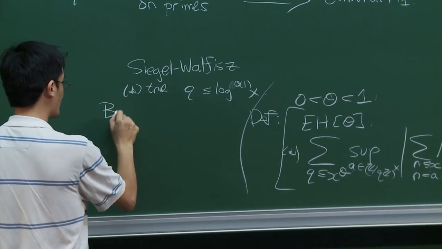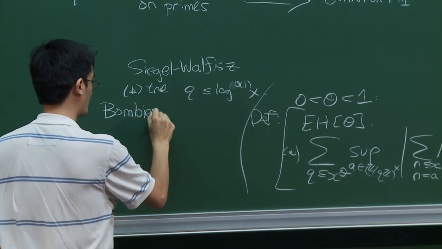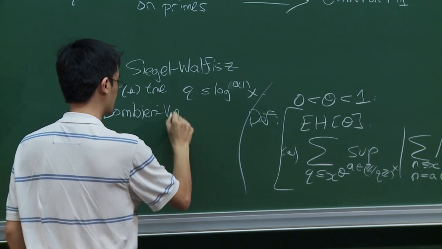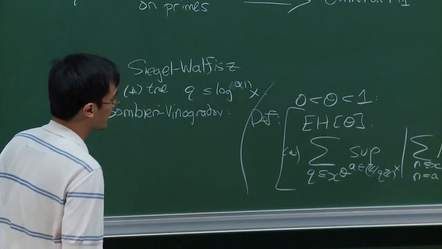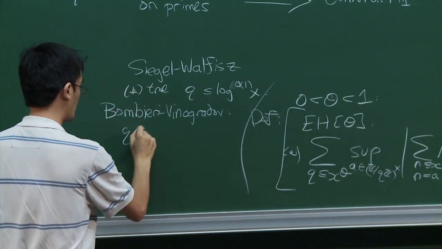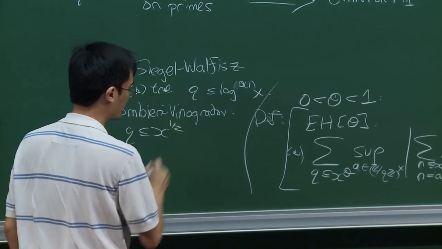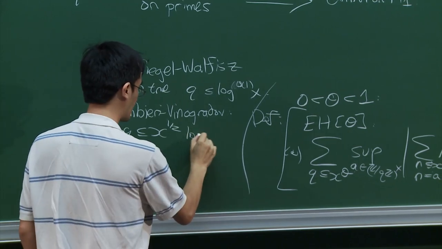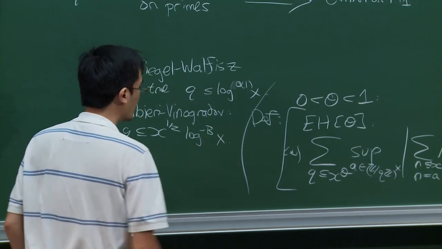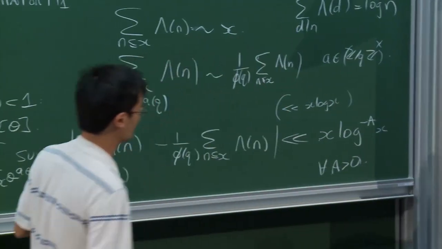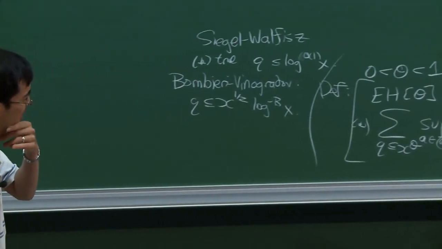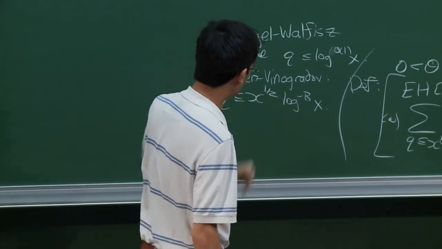And then the Bombieri-Vinogradov theorem says that you can, in fact, take Q all the way up to the square root of x, up to a logarithmic loss. And the amount B that you lose here depends on this A. It might even be like A plus 1/2 or something. I forget exactly what it is. But you can almost get up to 1/2.